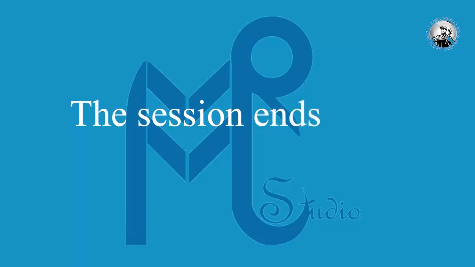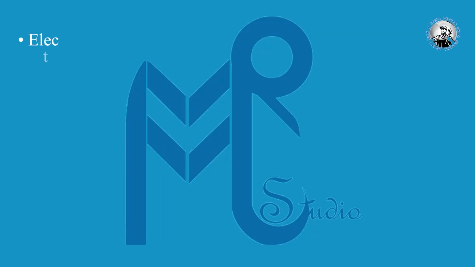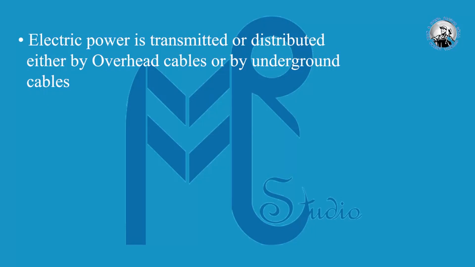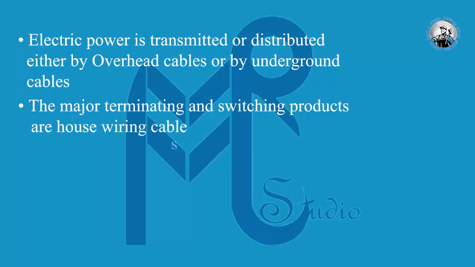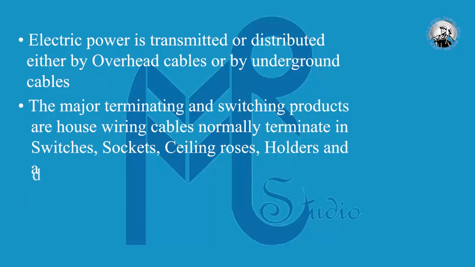The session ends here. Let us have a quick recap before we proceed to the next topic. Electric power is transmitted or distributed either by overhead cables or by underground cables. The major terminating and switching products are switches, sockets, ceiling roses, holders and adapters.